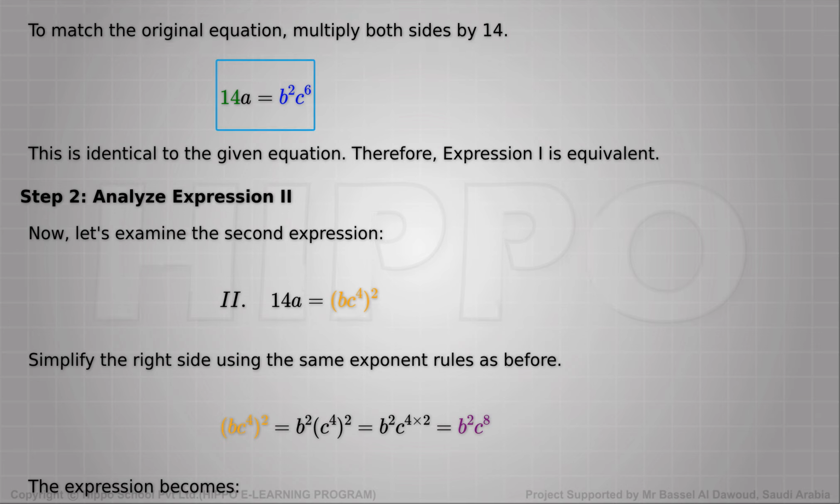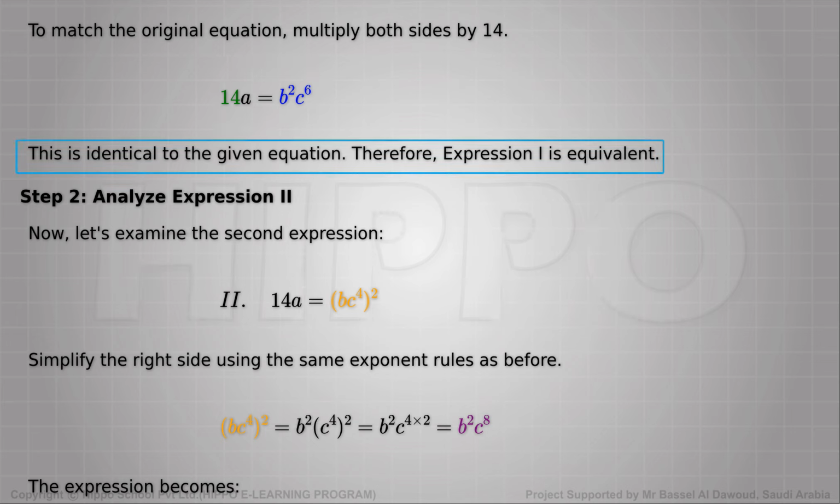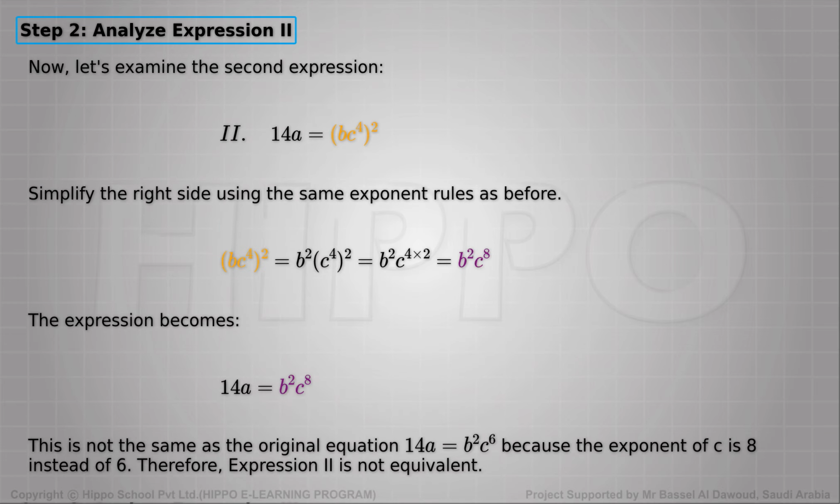This cancels out the 14 in the denominator on the right side and gives us 14a on the left. And there we have it. 14a equals b squared c to the sixth. This is a perfect match, so we can conclude that expression 1 is equivalent. Okay, 1 down, 2 to go. Let's move on to expression 2.